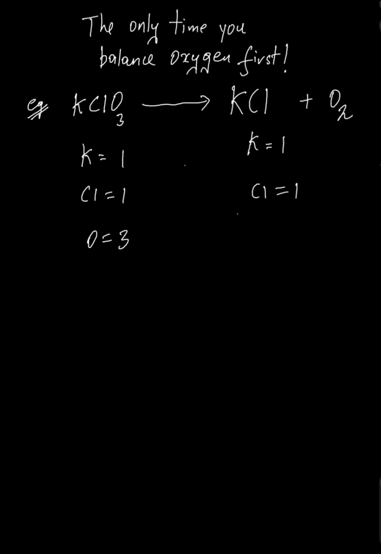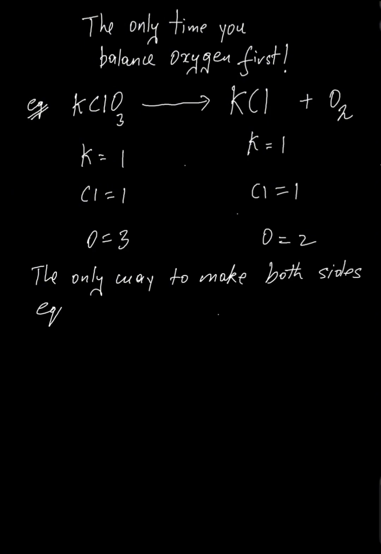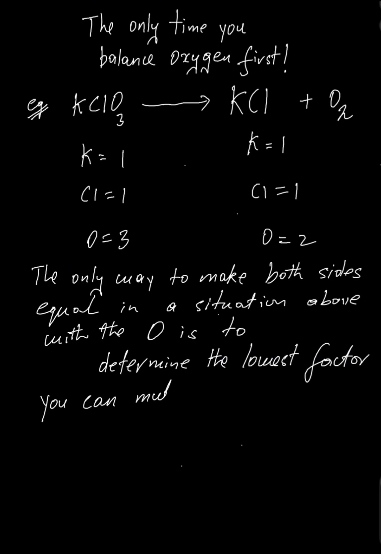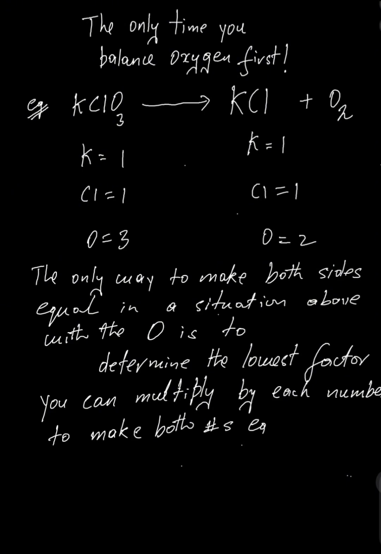What we notice is that the reactant side has 1 potassium, 1 chlorine, and 3 oxygens, while the product side has 1 potassium, 1 chlorine, and 2 oxygens. In a situation of this nature, we need to determine the lowest common factor that will make both reactant and product side oxygens equal. So we can just simply use math and we multiply the 3 oxygens on the reactant side by the 2 oxygens on the product side. That will give you 6.